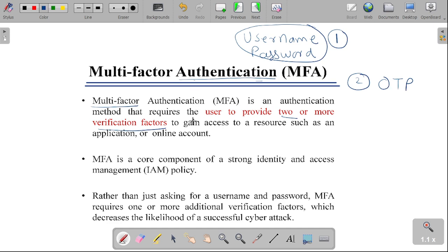In multi-factor authentication, if the user is verified with two or more verification factors, they gain access to particular resources. That is called multi-factor authentication. It is also used for a strong identity and access management policy, that is IAM, and it is the core component of IAM policy. Multi-factor authentication is very important for achieving security for our online accounts.